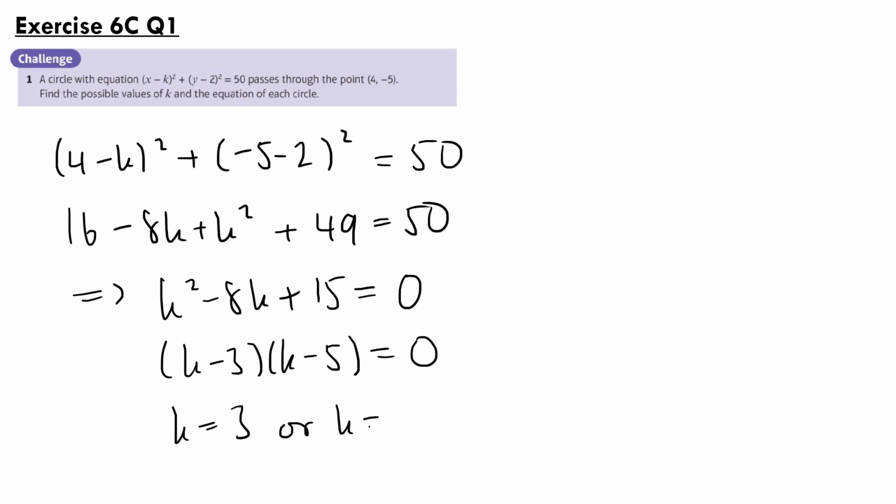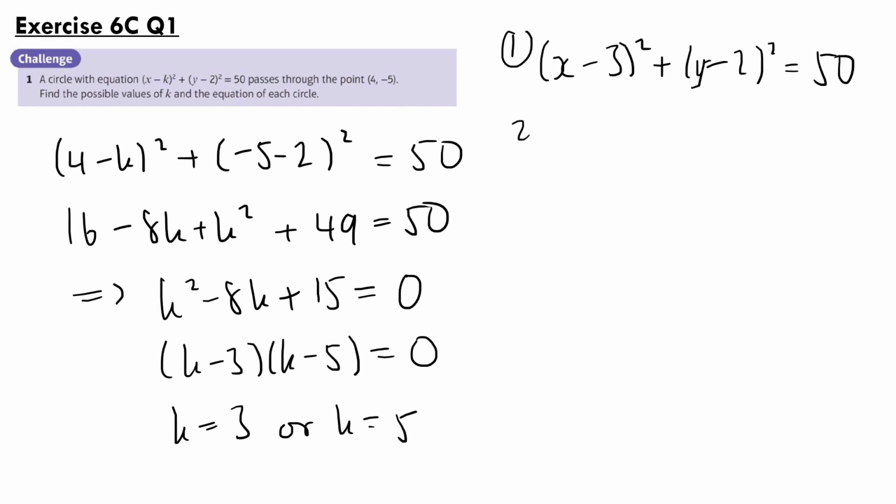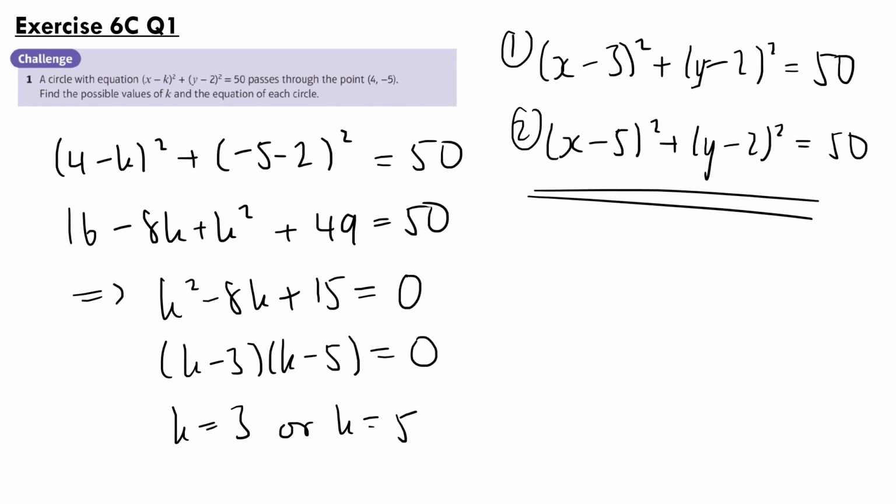or k equals 5. So the first possible equation of the circle is (x − 3)² + (y − 2)² = 50, and the second one is (x − 5)² + (y − 2)² = 50. And those are our answers.